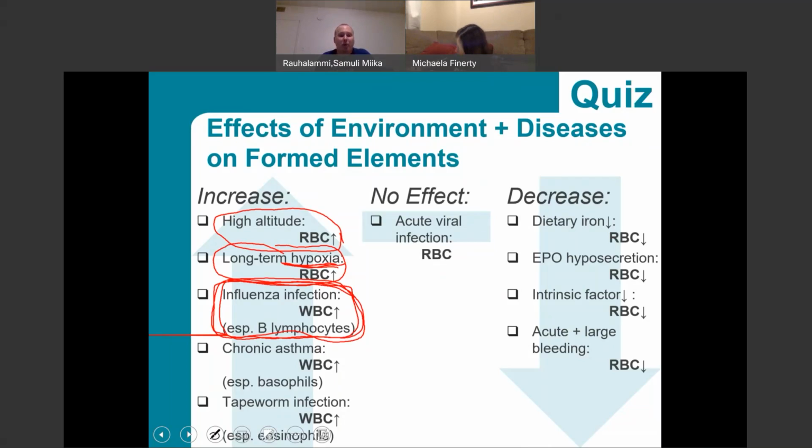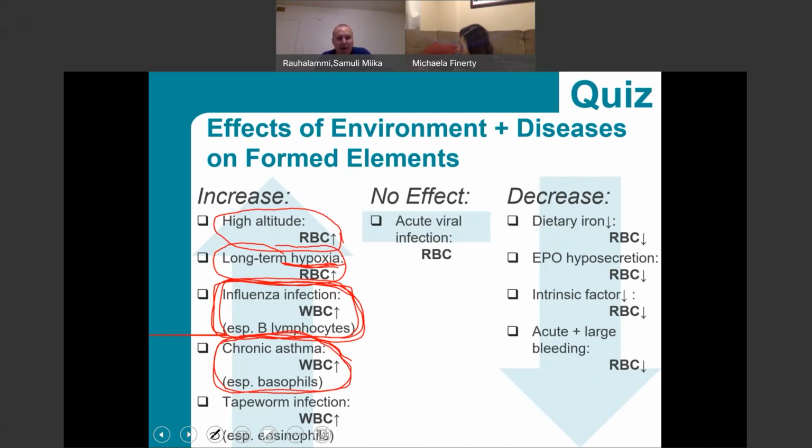If you have chronic asthma, that also causes certain white blood cells to be produced more. And the type of white blood cells that are especially relevant with asthmatic responses are the basophils. I think the question in the quiz doesn't really say white blood cells, it just says basophils. So you're supposed to know that basophils are an example of white blood cells.